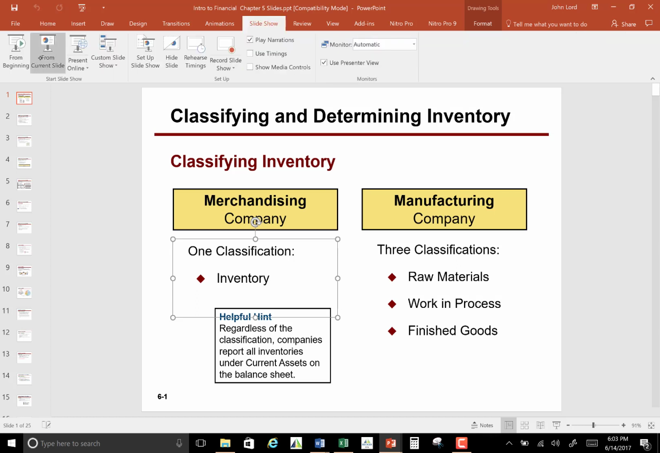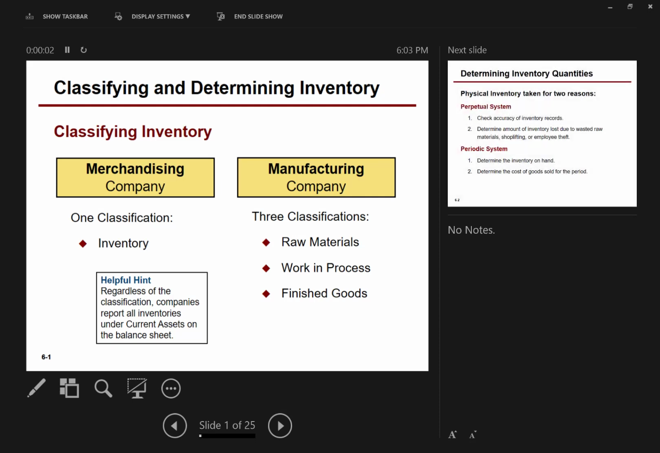Okay, so let's go ahead and continue our discussion, which we really started in Chapter 4, of inventory. Remember, we talked about inventory in relation to our retail entities, as opposed to service entities. When we talk about inventory, we're talking about a merchandising inventory company, a retailer.